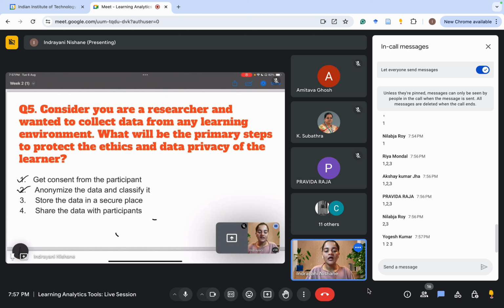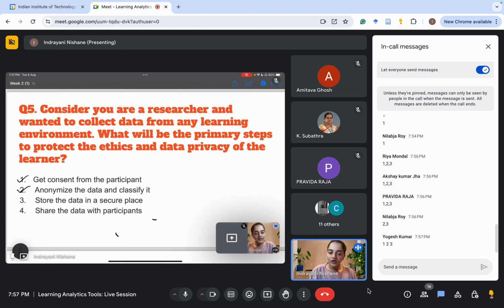By classify I mean the different modes of data we are collecting, different instruments, multiple instruments we are using. So we need to merge that data and we need to divide that data. So that comes under classification. So anonymize that data and then classify it. For one user, we will create separate files for all the users. So we are classifying that data and so on.